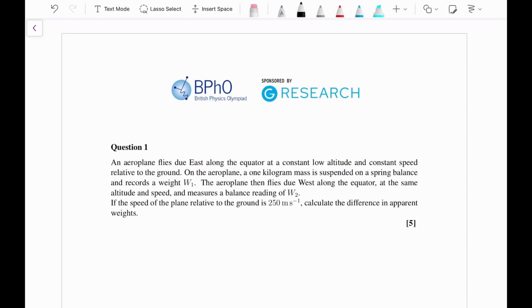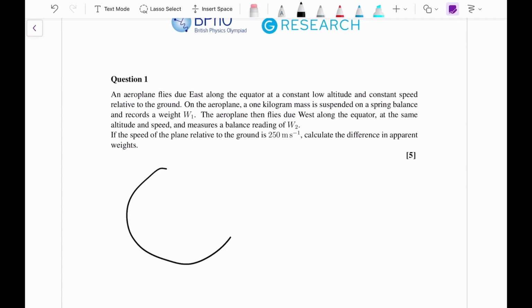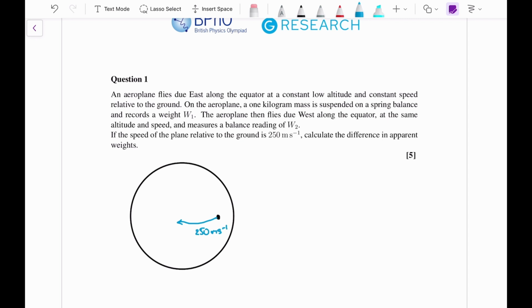Let's look at a diagram first. Let's say this is Earth, and the aeroplane is rotating around Earth with a speed of 250 m/s. Now, the Earth is also spinning on its axis. Let me draw an enlarged diagram over here.